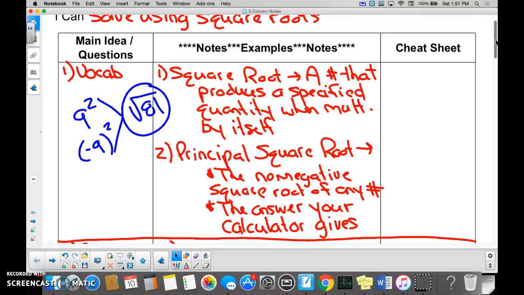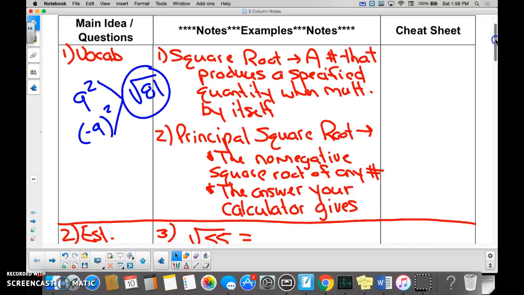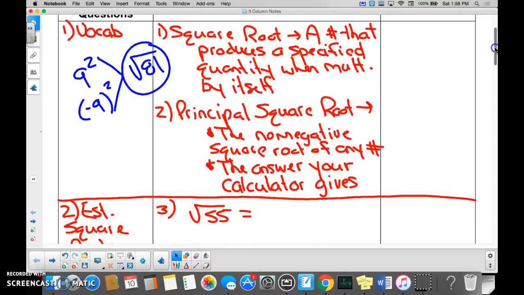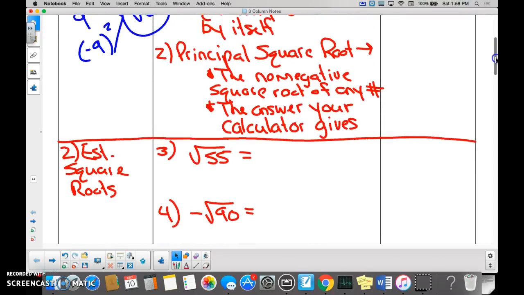So because any number has both a positive and negative, considering squaring a negative gives you a positive, we got to talk about the difference between a regular and a principal. So the principal square root would be the non-negative square root of any number. Also on your calculator, when you type in a problem with the square root, it will always give you the non-negative square root, which is going to be your principal square root.